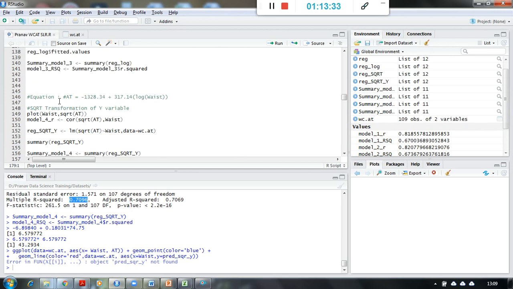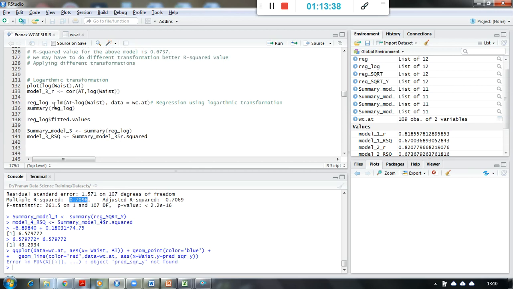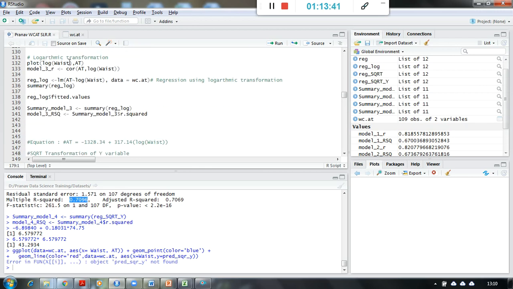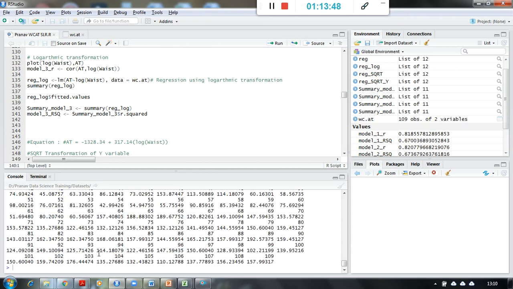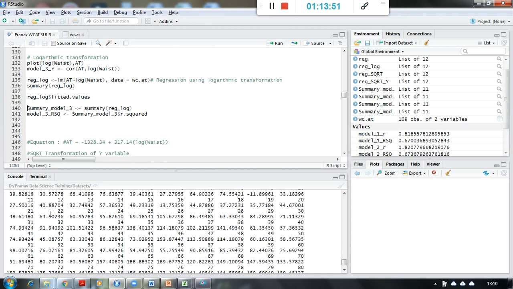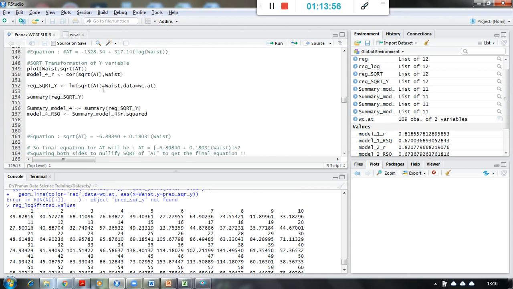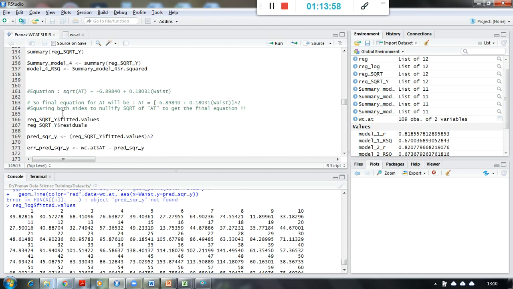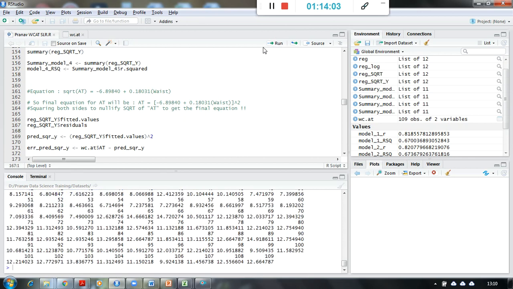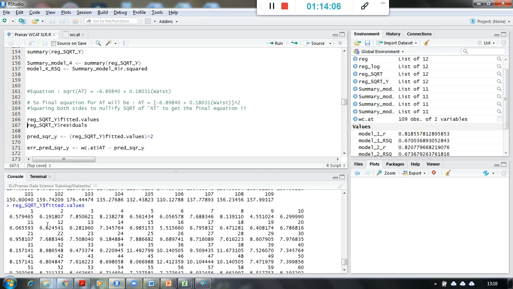So if you see the fitted values for this, because we have to transform those, right? In the logarithmic model, what we can do is look at the fitted values. No, not this one, we have transformed 80, right? So for this model, these are my fitted values. These are the square root of 80 values.